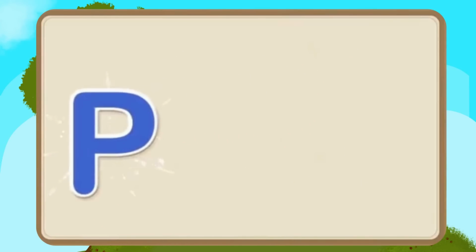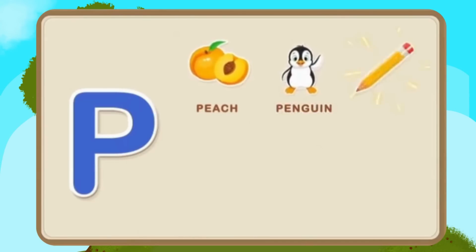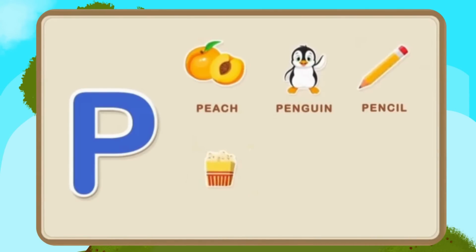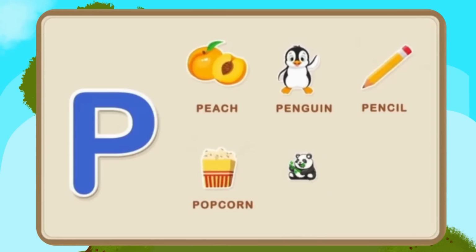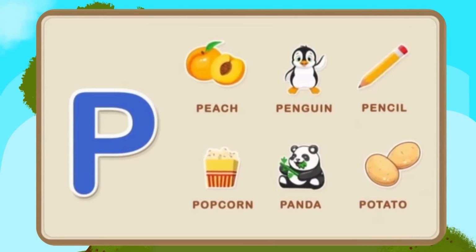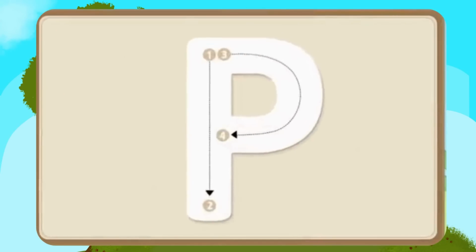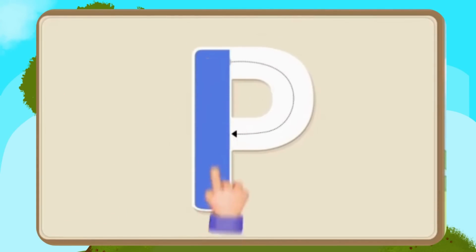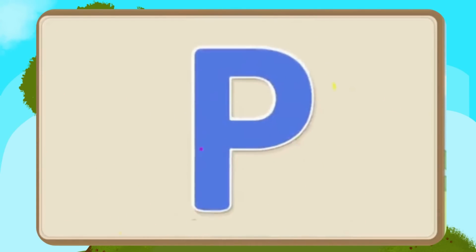P. P is for peach, penguin, pencil, popcorn, panda, potato. Now, let's learn how to trace the letter. Perfect.